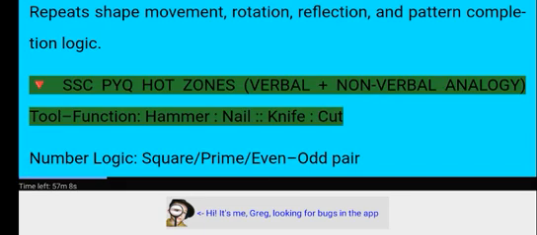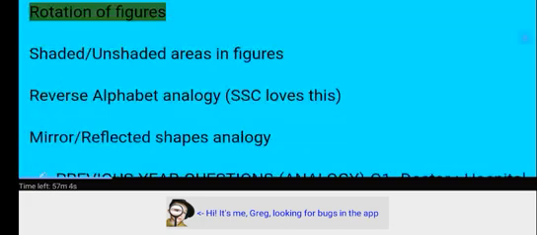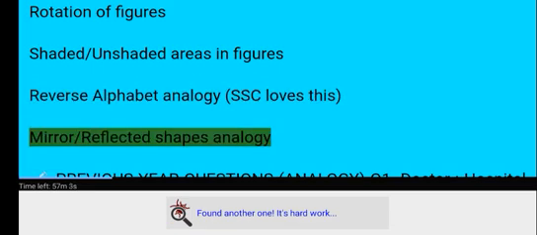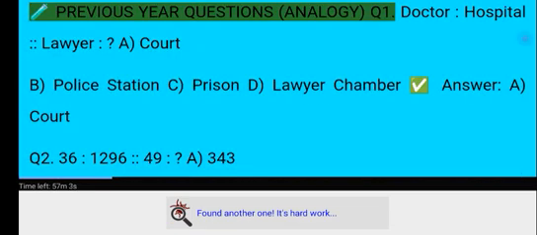SSC PYQ hot zones: verbal plus non-verbal analogy, tool function, hammer-nail, knife-cut. Number logic: square, prime, even, odd pair. Rotation of figures. Shaded and unshaded areas in figures. Reverse alphabet analogy, SSC loves this. Mirror reflected shapes analogy. Test 2, previous year questions, analogy. Q1.